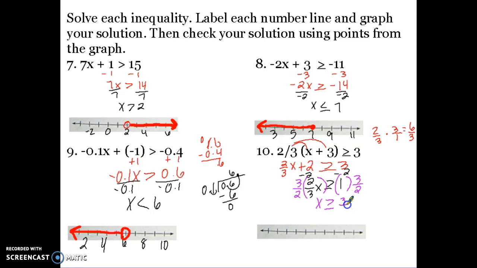1 times 3 halves is 3 halves. 2 will go into 3 one time with 1 left over. So x is greater than or equal to 1 1/2. So I'm going to go halfway between 1 and 2, and I'm going to put a closed circle because it's greater than or equal to, and I'm going to shade everything that's bigger than 1 and 1/2.